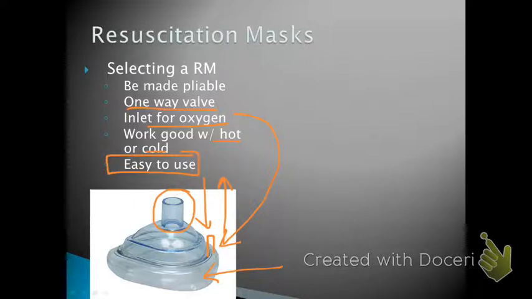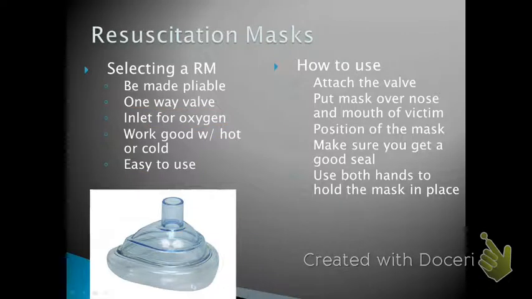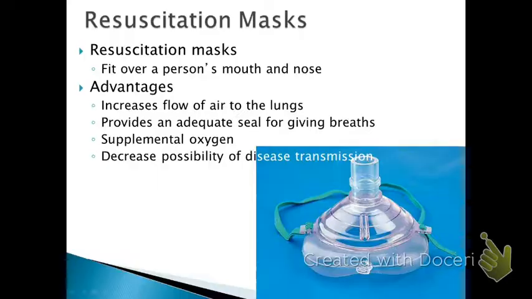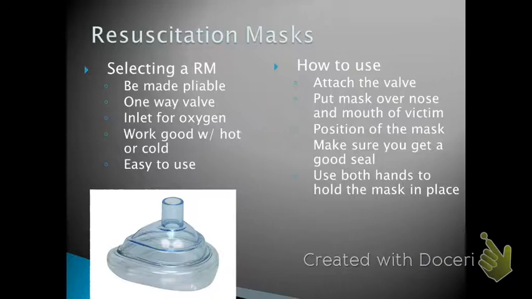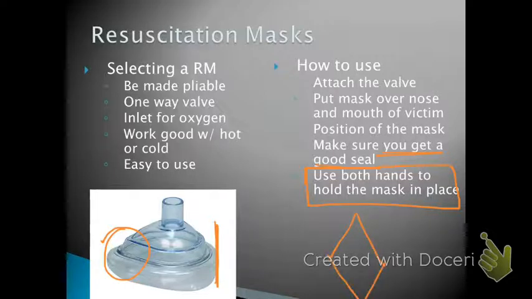So when we think about resuscitation masks in general, how do we use these masks? It's very simple. We're going to attach the one-way valve to the mask, which we'll practice doing in lab. And then we're going to position the triangular portion of the mask over the patient's nose, and the base of the mask over the patient's chin. This allows us to get a good seal. So make sure you're getting a good seal so that all of the oxygen is going into the patient and not into the environment. And if you can, you really want to use both hands to keep the mask in place, and we'll utilize what we call a diamond position in lab to secure the mask to the patient's face.